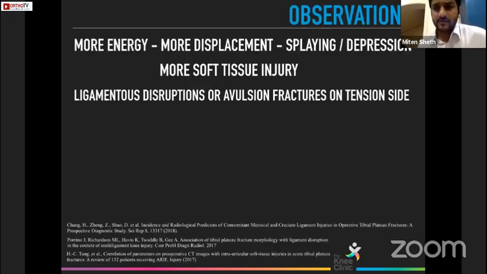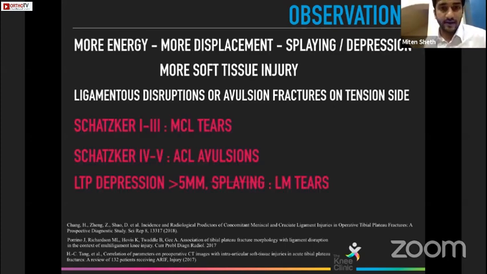Now we come to certain very clear observations, and these are very interesting, and that will bring me to the two situations that I want to discuss. More energy means more displacement. More energy means more splaying and depression of the tibial condyles and more soft tissue injury. Most of the time, if there's a varus valgus component or a flexion extension component to the fracture, obviously there are going to be avulsions or disruptions on the tension side.